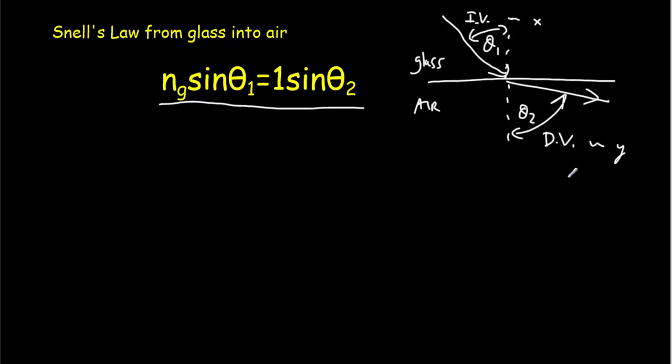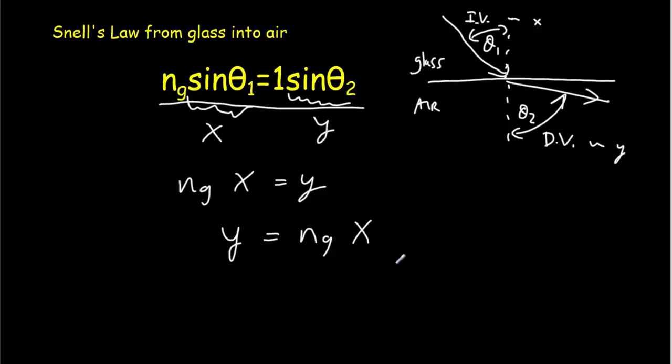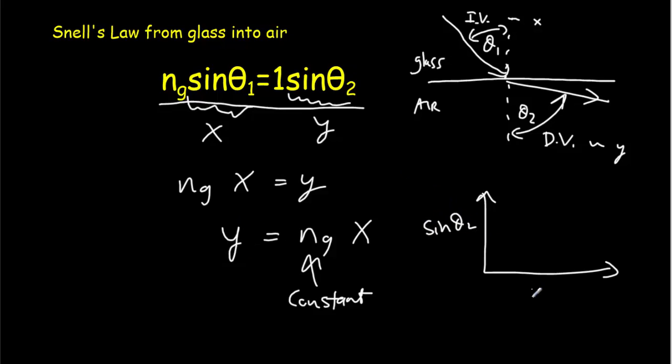So if I make a very, very simple substitution here, there's sine theta 1. I'm going to call that my x variable. Here's sine theta 2. I'm going to call that my y variable. So what I'm now going to get is that ng times x is equal to y, or y is equal to ng times x. Well, this is the index of refraction. That's a constant. So that means if I plot these two variables against one another, my y variable was sine theta 2, my x variable was sine theta 1, then I should get a straight line, and the slope of that straight line should be equal to the index of refraction of glass.